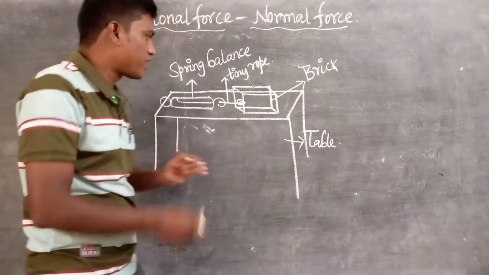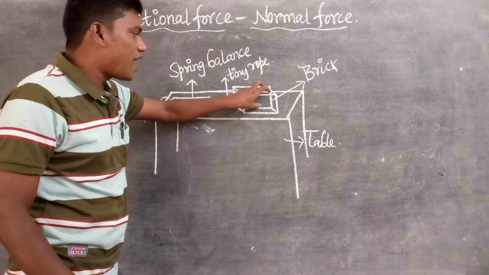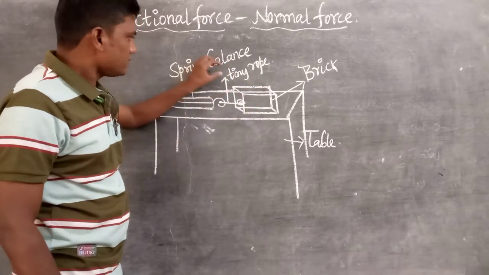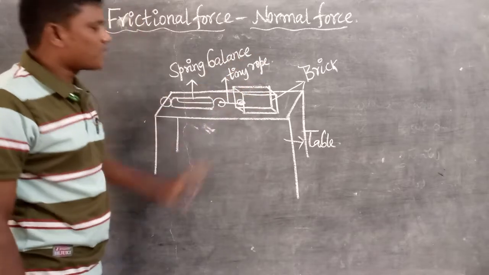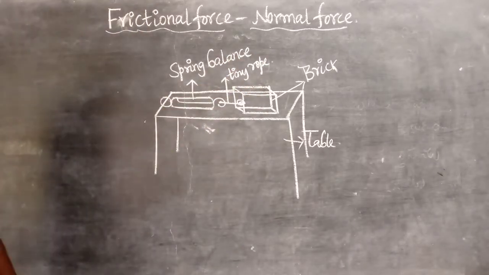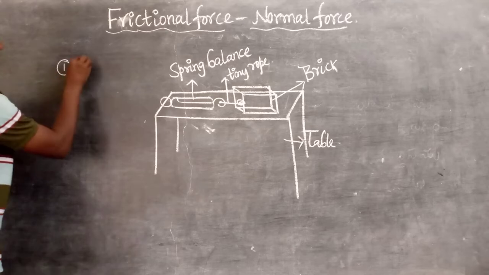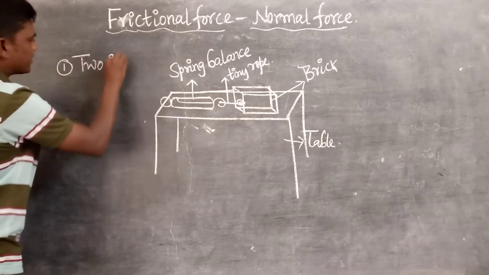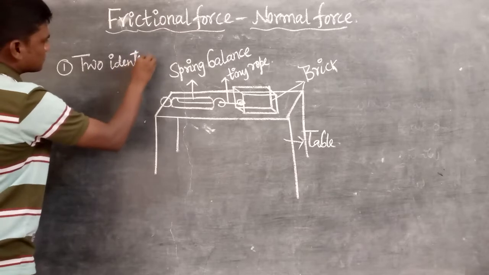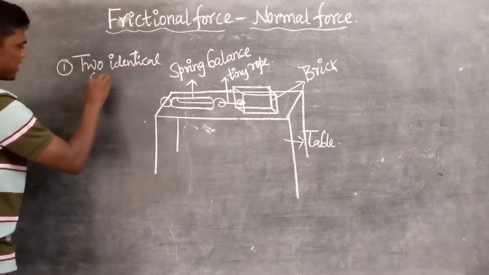Everything is okay. That's right. Now we take the two identical bricks, a spring balance, and a tiny rope. These are the materials required. So what is the first one? Two identical bricks.